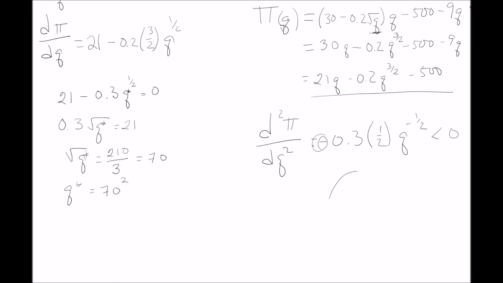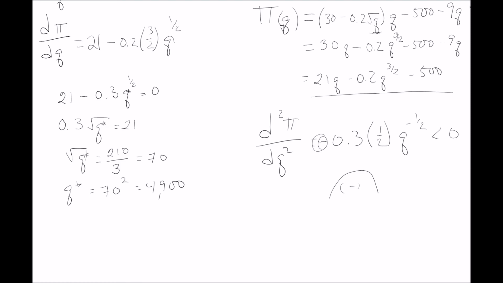So this function is concave down at that point. It has a negative second derivative, and this is a maximum. So this quantity, 4,900, is the producer's profit maximizing point.